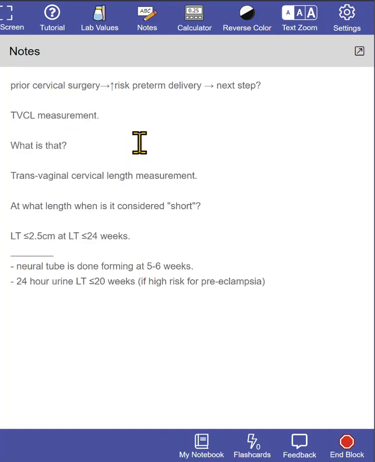Prior cervical surgery leads to increased risk of preterm delivery. That's your next step if you want to find out the cervical length. So the cervical length, you just think of the wall of the cervix, basically. How thick is the wall of the cervix that's keeping the baby from falling out of the uterus? So you want to do a transvaginal cervical length measurement. And what is that? TVCL, it's transvaginal cervical length measurement.